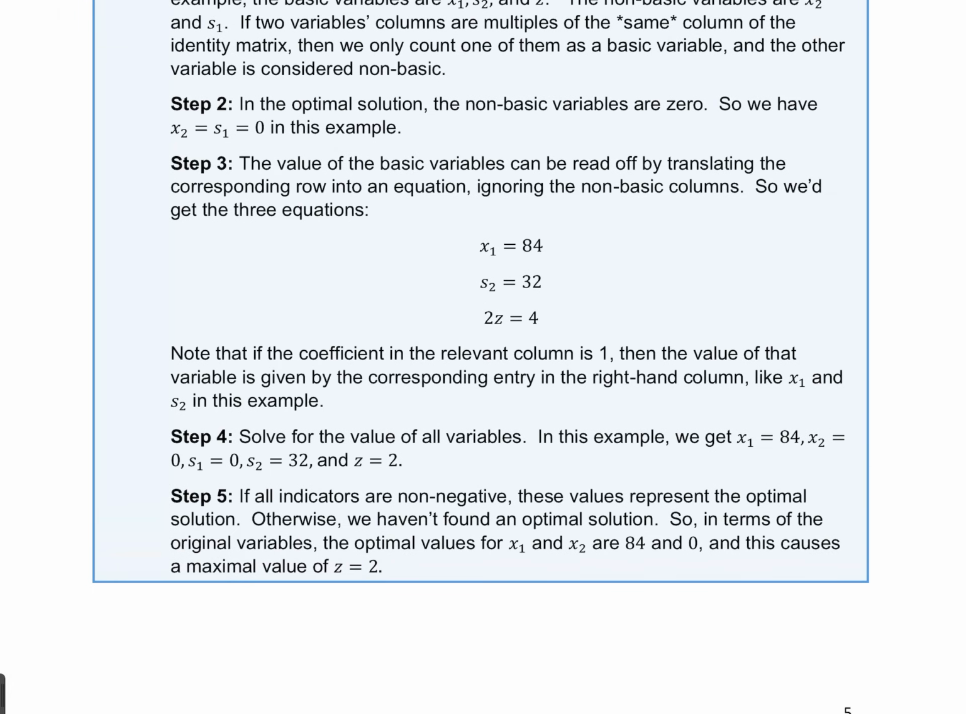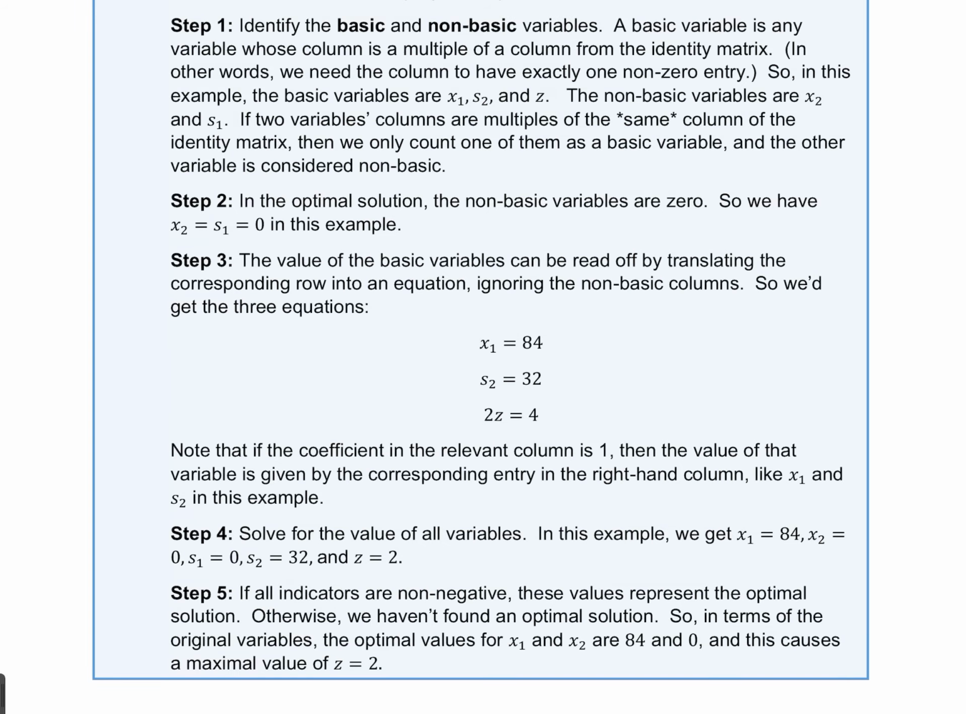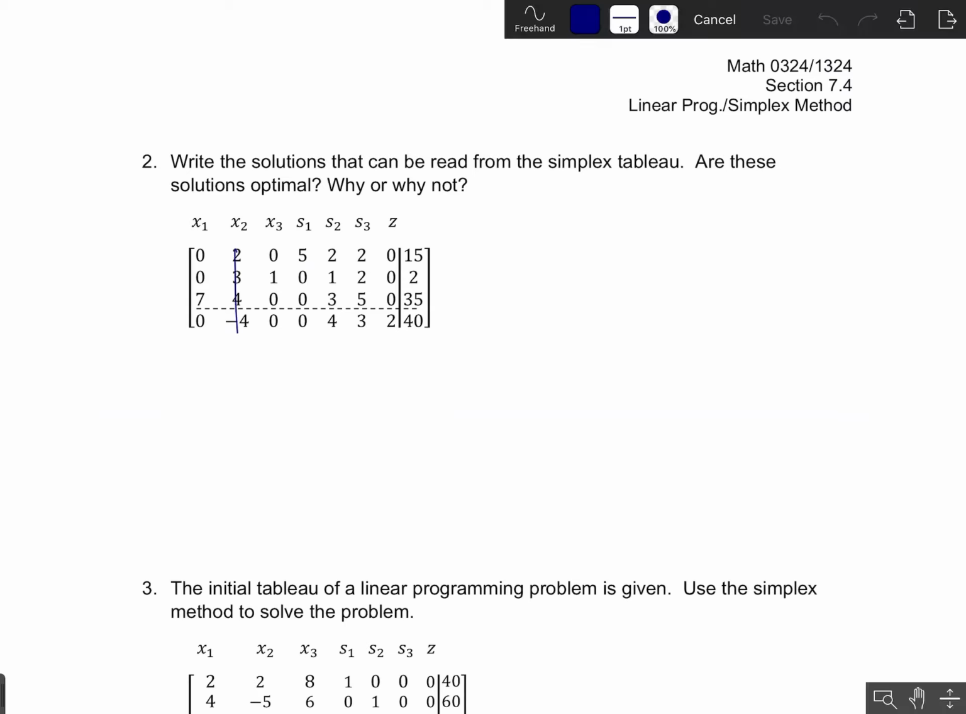That's in the instructions up above. It's part of this step 1. If two variable columns are multiples of the same column, then we're only going to take the first one, and the other one would be considered non-basic, so we would scratch it out. I don't think we're actually going to see any examples of that in the notes. It's pretty rare for that to happen, but just be aware of that technicality.